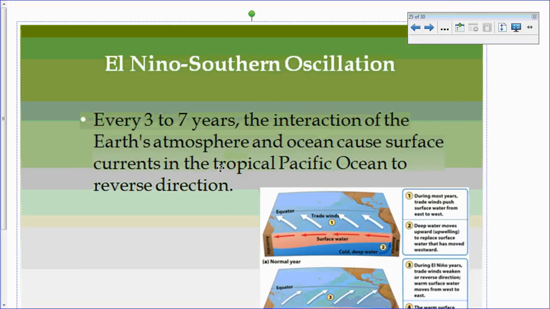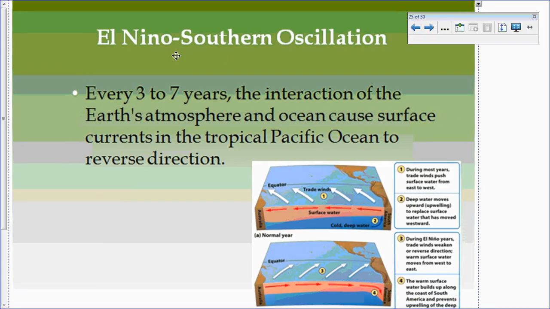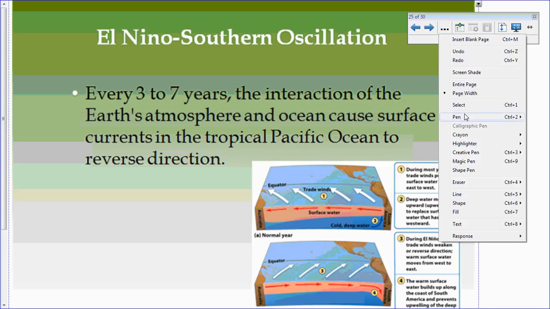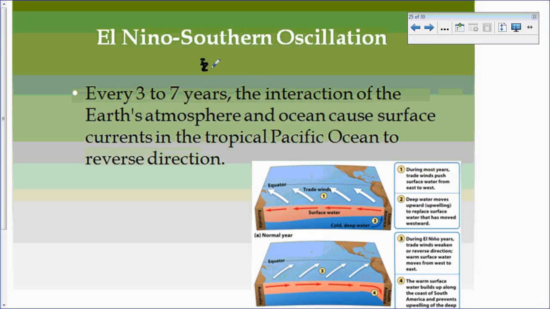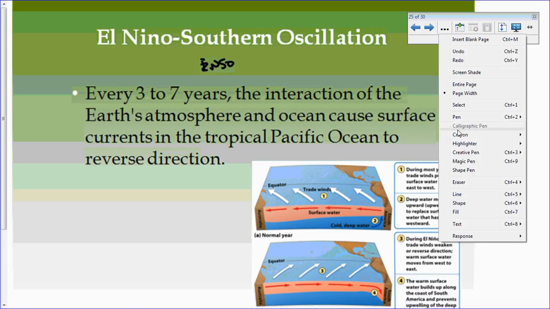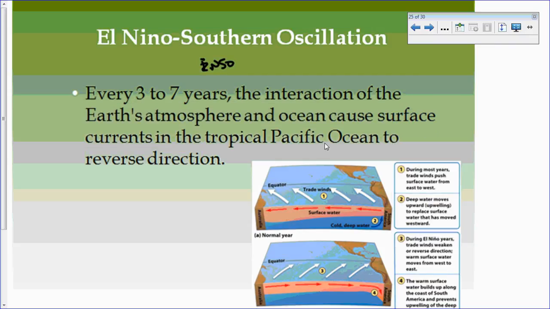Okay, this is ENSO, El Nino Southern Oscillation. Every 3 to 7 years, the interaction of the Earth's atmosphere causes the surface currents of the tropical Pacific Ocean to reverse in direction. This is important. This usually happens around Christmas.